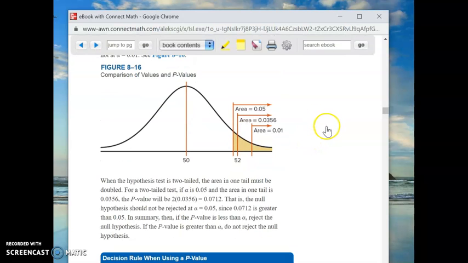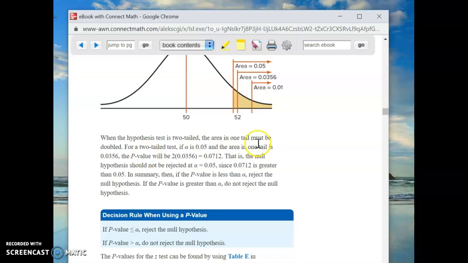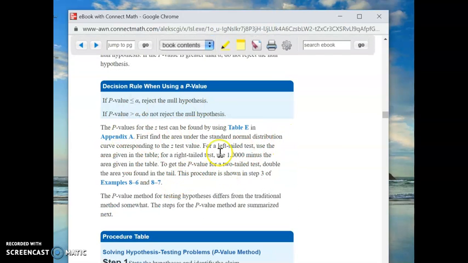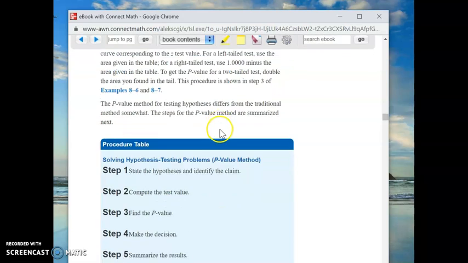All right, so let's see if we can do an example. Same idea with a two-tailed test. If you have a two-tailed test, the area in one tail must be doubled. So if alpha is 0.05 and the area in one tail is 0.0356, the p-value will be twice that, 0.0712. So we shouldn't reject the null hypothesis unless 0.0712 is less than 0.05. Okay, so let's do an example here. He's got the decision rule here. It's hard to memorize those decision rules.